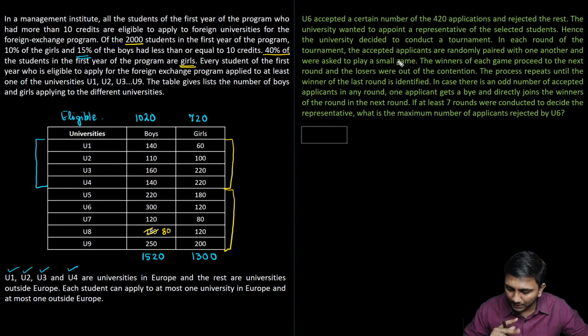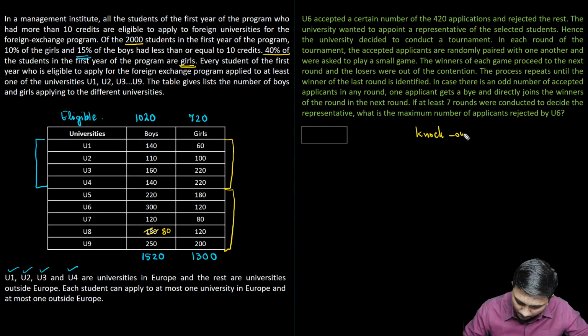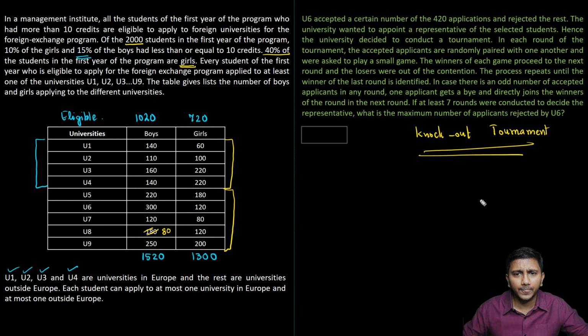Okay, like two people are going to be put together. The winners of each game proceed to the next round and the losers were out of the contention. The process repeats until the winner of the last round is identified. In case there is an odd number of accepted applicants in any round, one applicant gets a bye and directly joins the winners of the round in the next round. Okay, so this is a proper knockout tournament situation. This is a knockout tournament situation where once you lose, you're out of the tournament, and then the winners proceed to the next round, and finally you try to decide who is the overall winner.